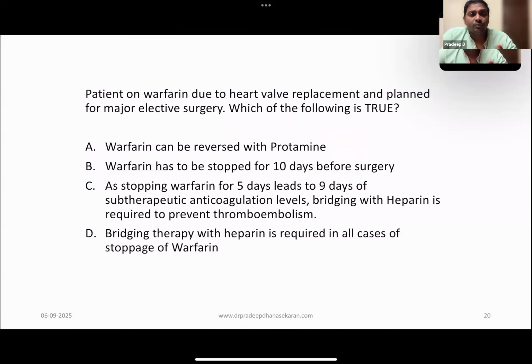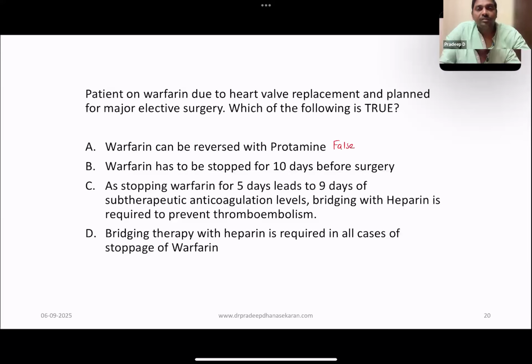Suppose the patient is on warfarin due to heart valve replacement, and planned for a major elective surgery. Which of the following is true? Warfarin can be reversed with protamine. Is it true? Heparin is only reversed with protamine. This is a false statement.